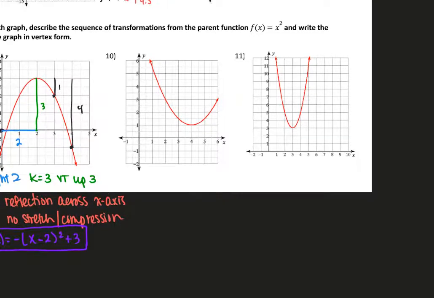All right, now let's take a look at number 10. So again, first figuring out what our translation is. So to get to my vertex, I need to go right 4, up 1. So right 4 tells me that h is positive 4, which means there's a horizontal translation right 4. For k, we went up 1, which means k is positive 1. So that means there's a vertical translation up 1 unit. And now figuring out the value of a. Well, we see that our graph is concave up, which means a is positive, which means that there's no reflection.